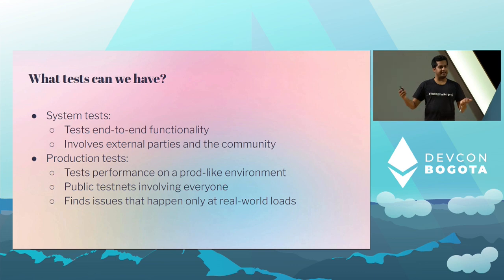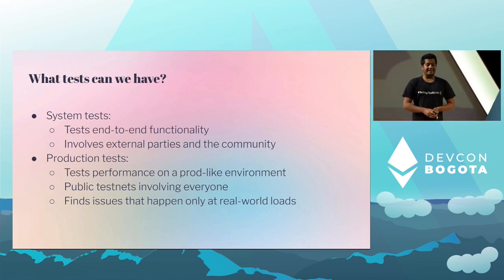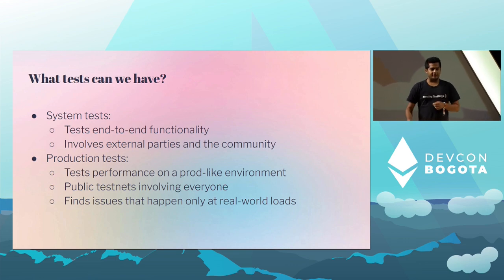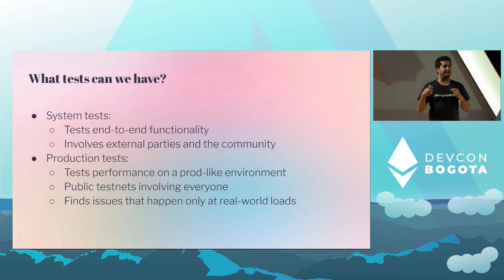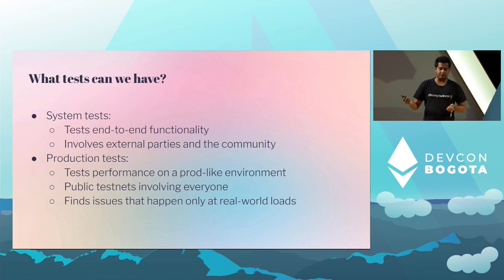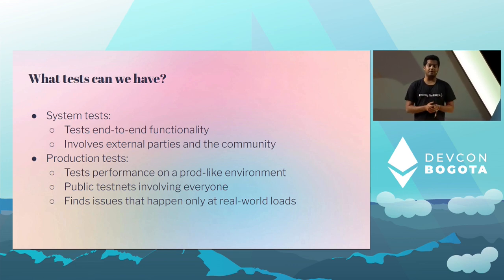So I'm going to say the EF was part of the external coordinator for the testing efforts. So these test end-to-end functionality. We spin up a testnet, we run transactions, we withdraw, we set up faucets, we look at whether explorers work, and so on. And then we have production tests.